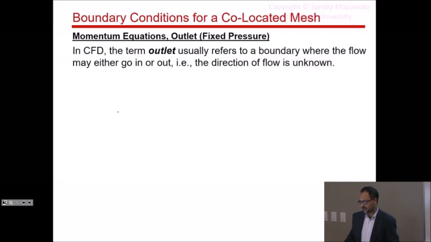Outlets are obviously very important. Now, I want to make sure that you understand this first, that outlet usually refers to a boundary where the flow may either go in or out, and the direction of the flow is completely unknown. Not only is the velocity not known, even its direction is not known. Magnitude is not known, direction is not known, nothing is known. Sometimes people just call it an in-out boundary condition. But generally, it's what we call an outlet.